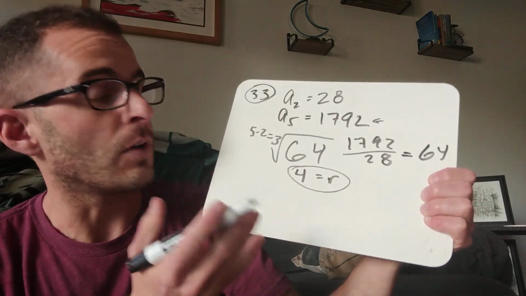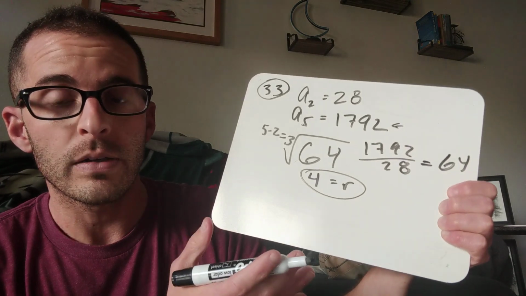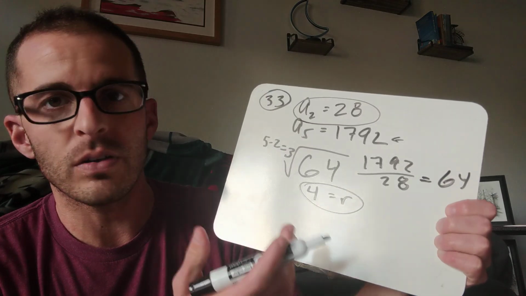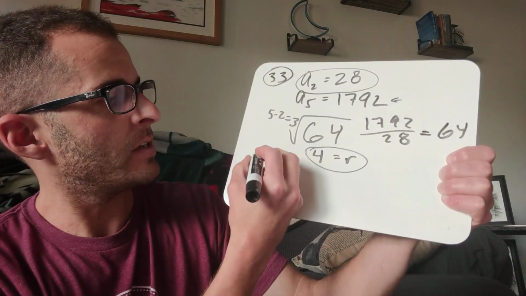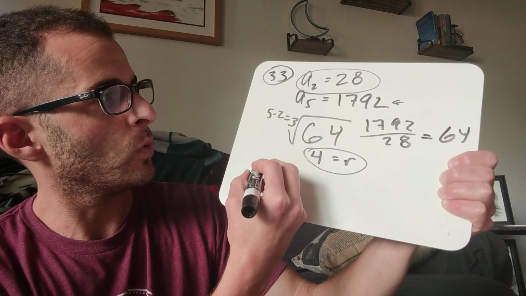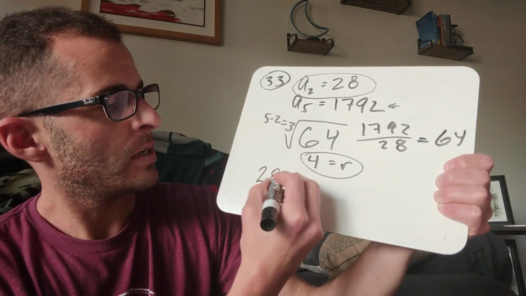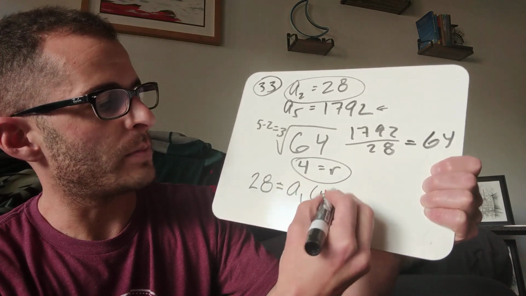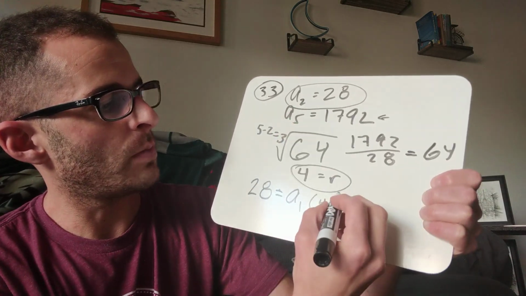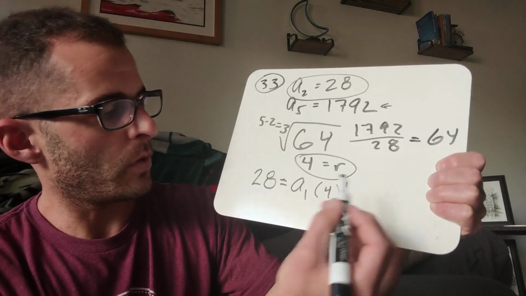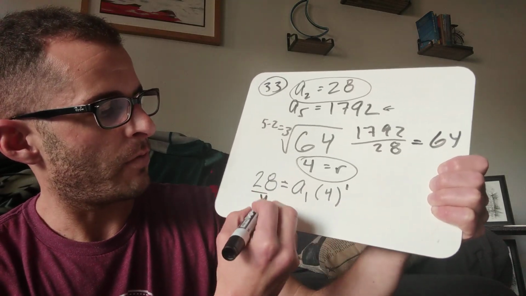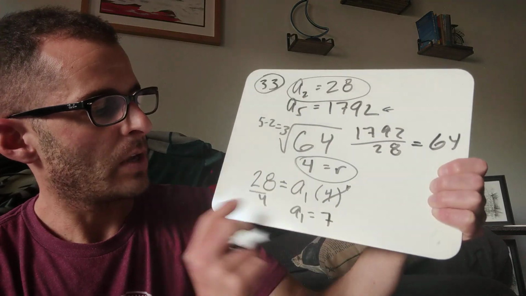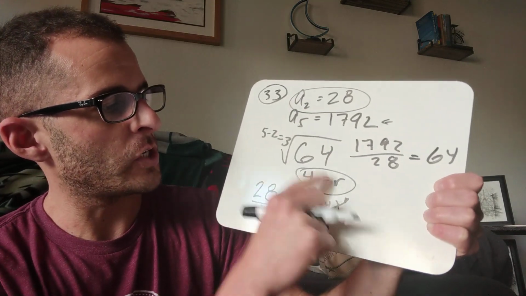And now to find a rule, I need to know a sub 1. To do that, I'm going to take my lowest term, just because it's easier for me. You can take whichever term you want. And I'm going to plug it into the rule. So 28 is equal to a sub 1, which is what I'm trying to find, times the common ratio to 2 minus 1, which is 1. 4 to the 1 is 4, so let's divide by 4. And that means a sub 1 is 7. So my first term is 7, my common ratio is 4.